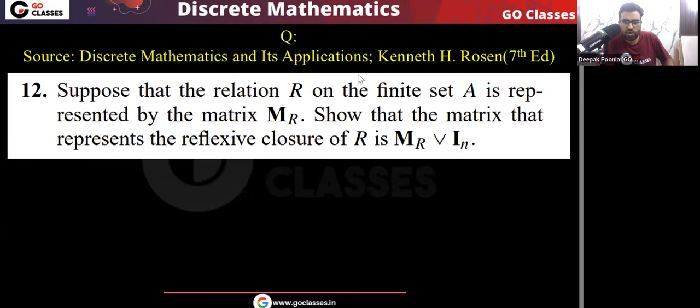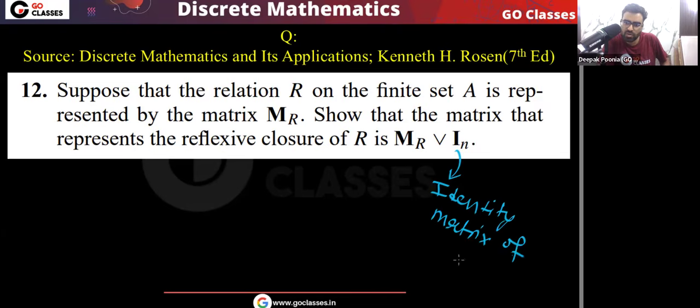Let's solve this question from the Kenneth Rosen book. Suppose that relation R on a finite set A is represented by matrix MR. Show that the matrix that represents the reflexive closure of R is MR or In. See, what is this In? This is the identity matrix. Okay, in linear algebra, in engineering mathematics, you study something called the identity matrix. Do you know what an identity matrix is?